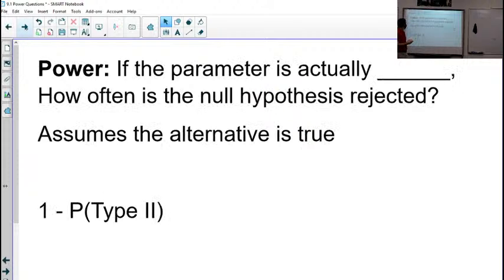That is what power is. So power is, if the parameter is actually this thing, how often is the null hypothesis rejected? So again, it is under the assumption that my alternative is true. That is my definition of power. Or more specifically, it is the probability of rejecting the null hypothesis for a given alternative hypothesis, or for a given alternative parameter.